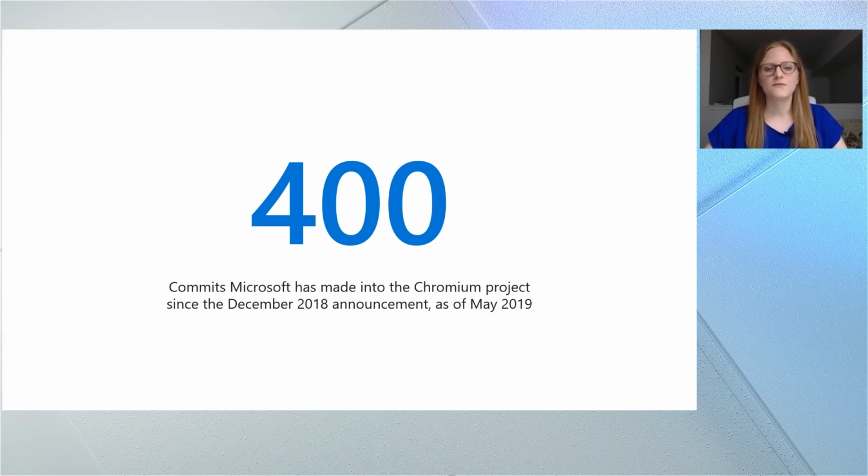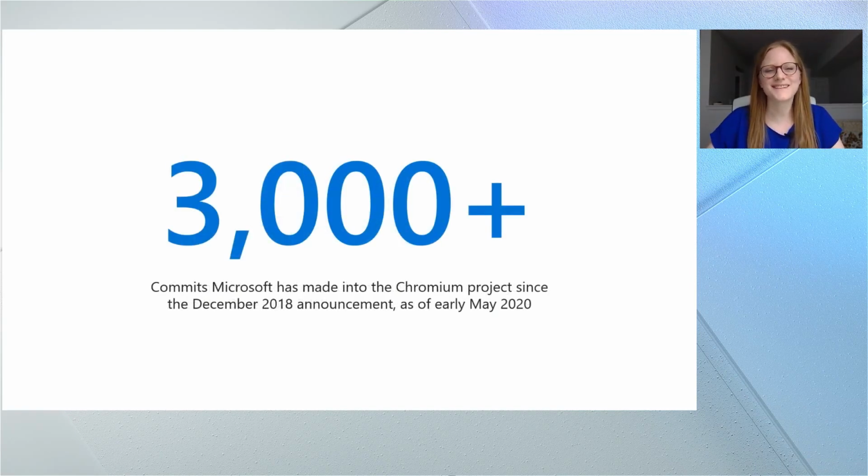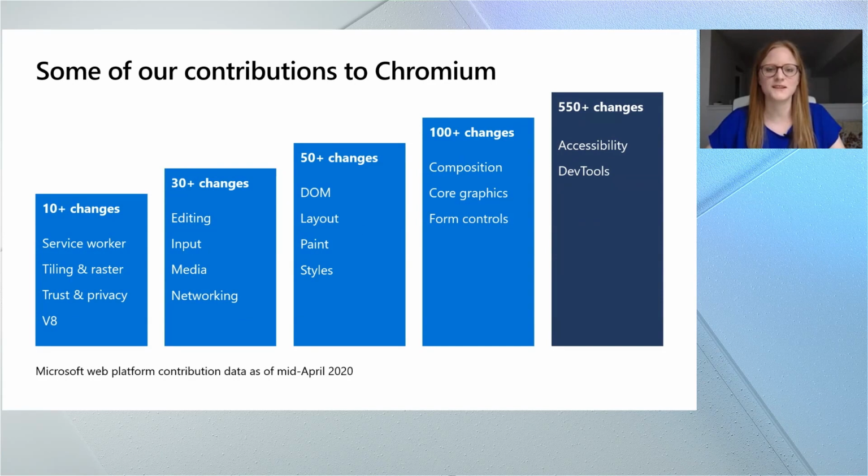So last year, Microsoft had made 400 commits into the Chromium project since our announcement in December 2018. One year later, we're now at over 3,000 commits into Chromium between Browser UI, DevTools, the web platform, the V8 JavaScript engine, and Skia. And we are pleased to have collaborated with other engineers in the Chromium open source project across the web stack. Microsoft contributions range from service worker to DOM to core graphics, and even over 550 changes each in accessibility and DevTools code. Now, these numbers are actually from a few weeks ago. So DevTools, for example, is already over 600 commits into Chromium.